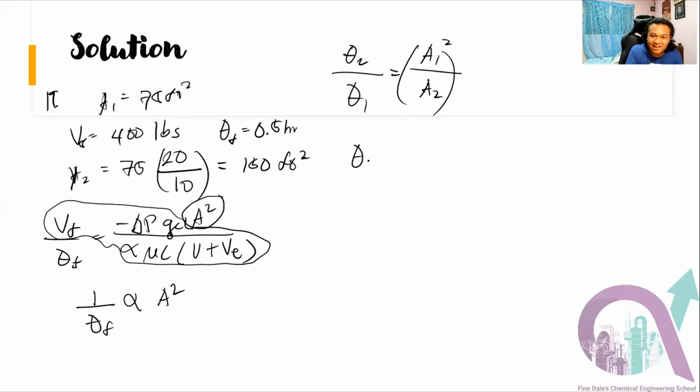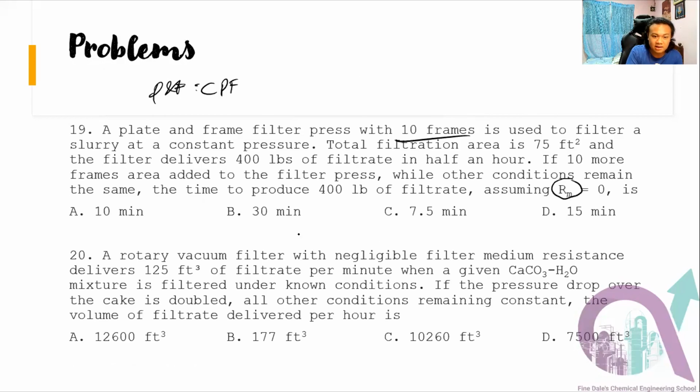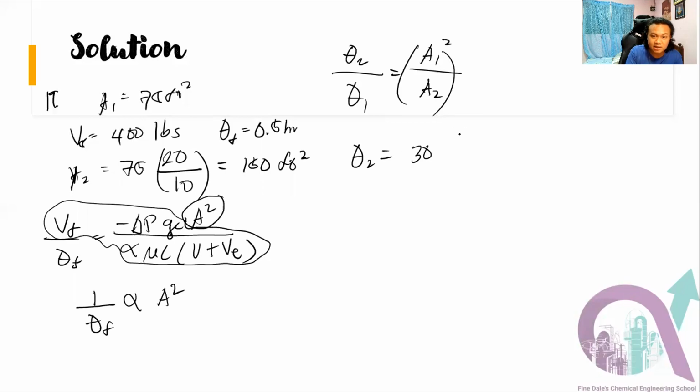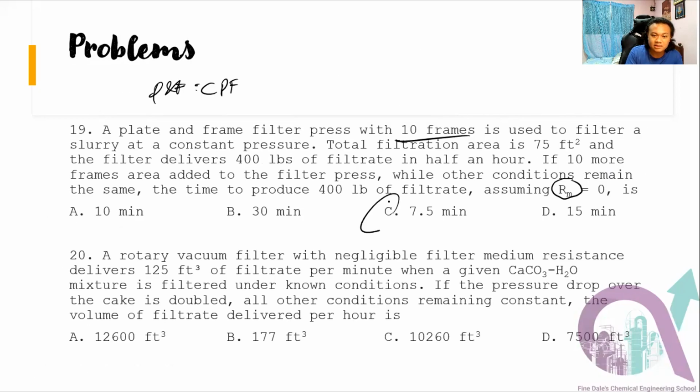So we have time 2, we have time 1. How much is time 1? It's 0.5, so 30 minutes, because the times here are in minutes. And then we have 75, and then we have 150. Then this is squared. We'll have 7.5 minutes. Okay? So the time is greatly reduced if you multiply the area by 2. So number 20.